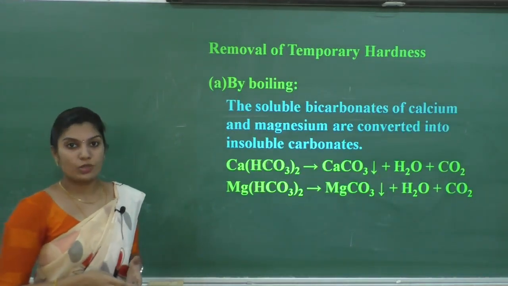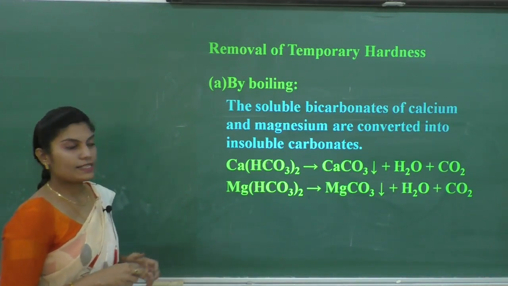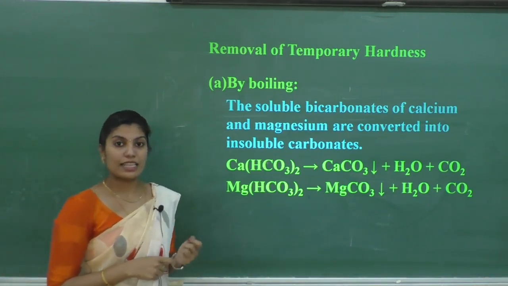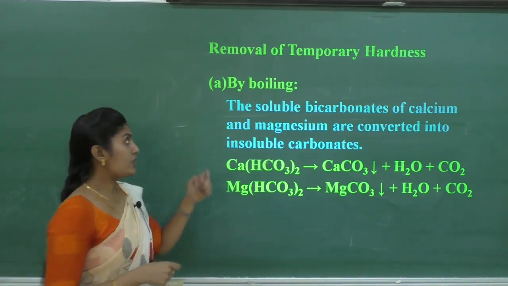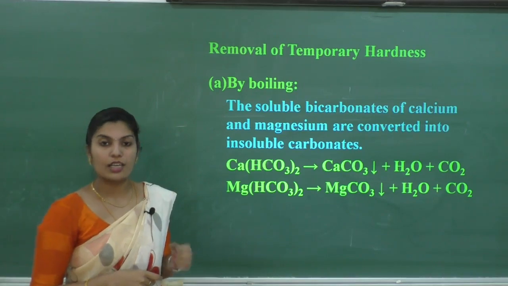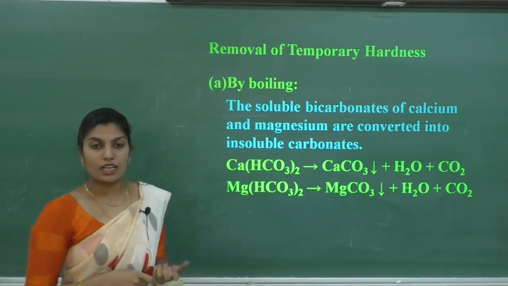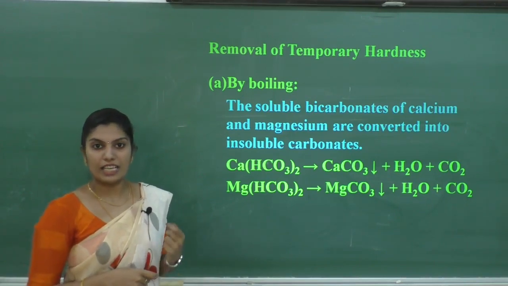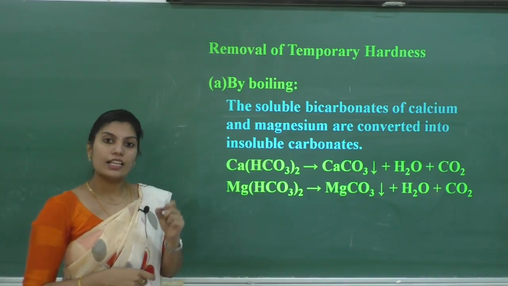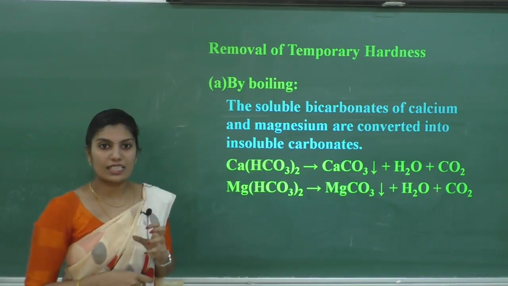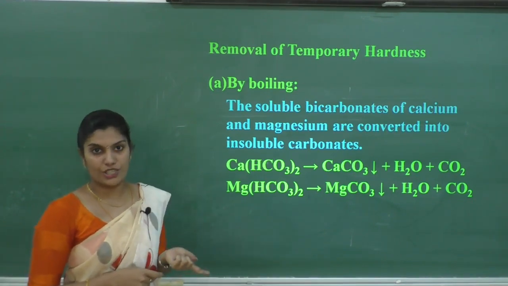Next, coming to the removal of this temporary hardness. This temporary hardness can be removed just by the boiling method. Just by boiling the water, we can remove the hardness of the water. How can we remove the temporary hardness? Already you know the definition of temporary hardness. The water is containing only the bicarbonates of calcium and magnesium.